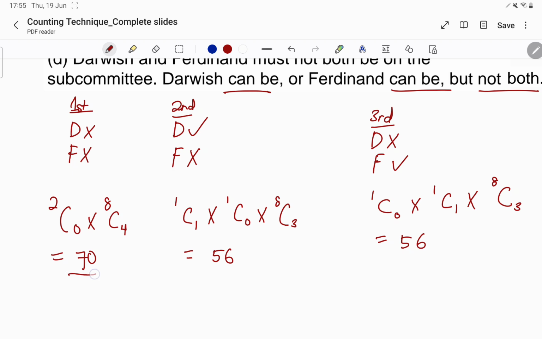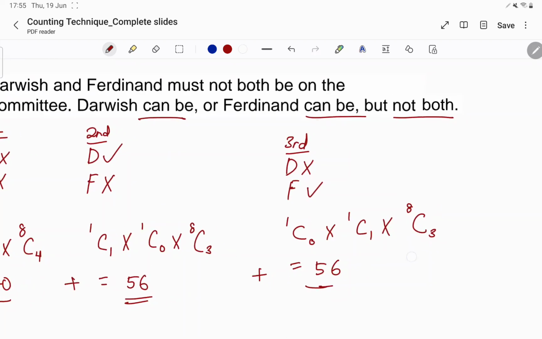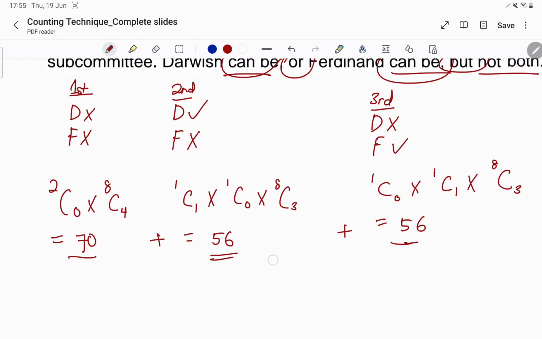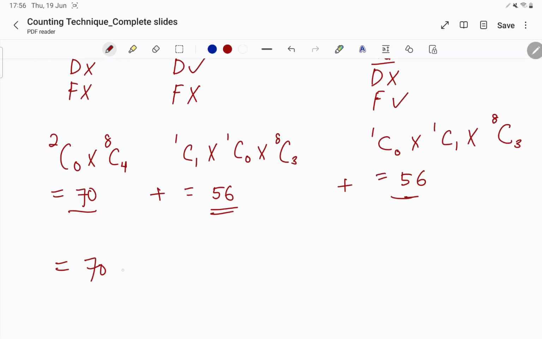This one must be added with this one and this one, because it said can be or can be but not both. So you add all, you're going to get 70 plus 56 plus 56, and the answer is equal to 182 ways. So that's it for this question.